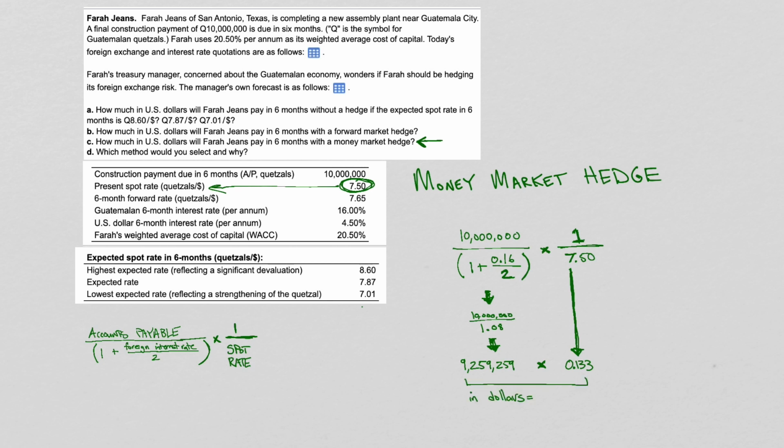In dollars, you may get slightly different numbers depending on rounding, but it should be very close to $1,234,259. So that's it. With this accounts payable money market hedge, this is the amount of dollars that we need to convert today, park at a Guatemalan bank, and then use the ultimate proceeds to pay off this factory payment in 6 months.